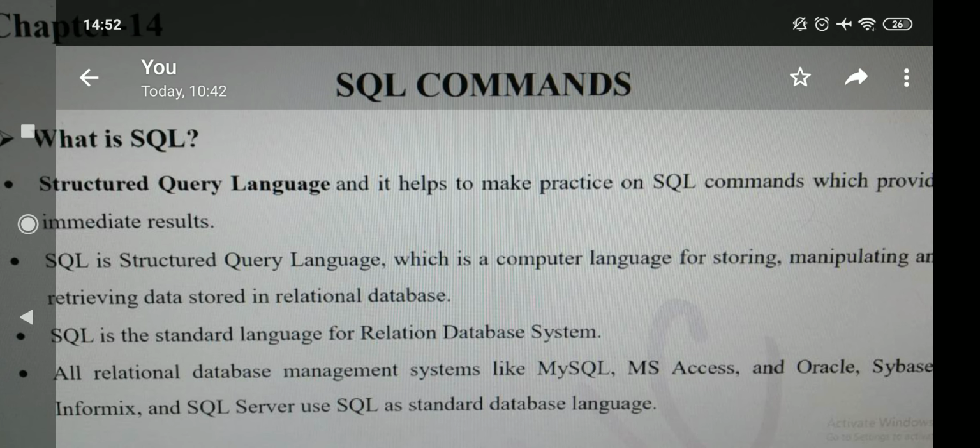Come to the last point, students. You can see examples of RDBMS. What are the examples of RDBMS if they ask you in the board exam? MySQL, MS Access, Oracle, Sybase, SQL Server, and SQL. All these will use SQL.